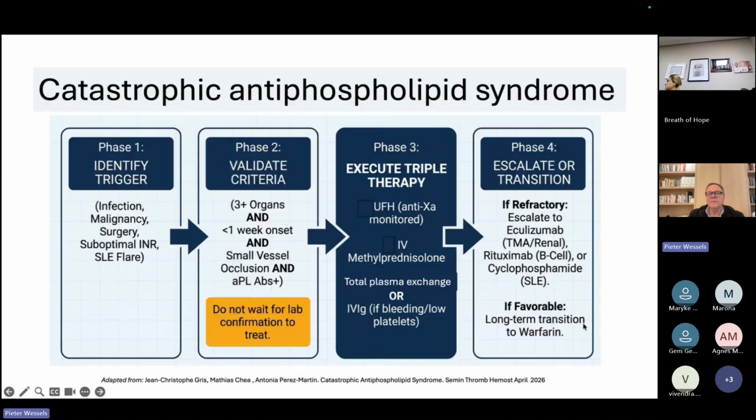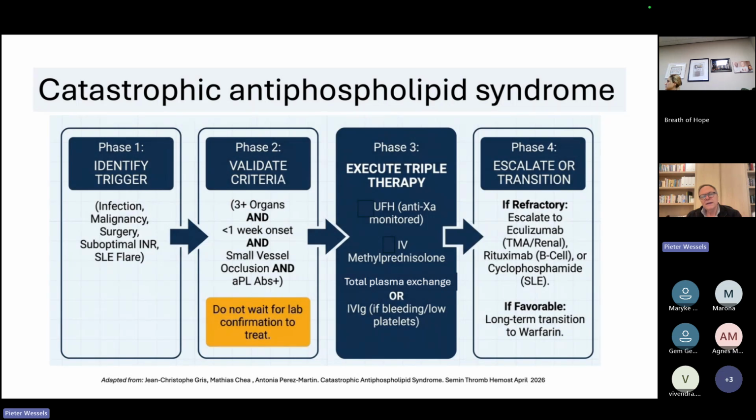How do we treat them? I'm not going to spend time on that. We need to identify it. We identify the triggers. If a patient is poorly controlled with INR, and you start pushing that up without proper care, you can precipitate catastrophic antiphospholipid syndrome.